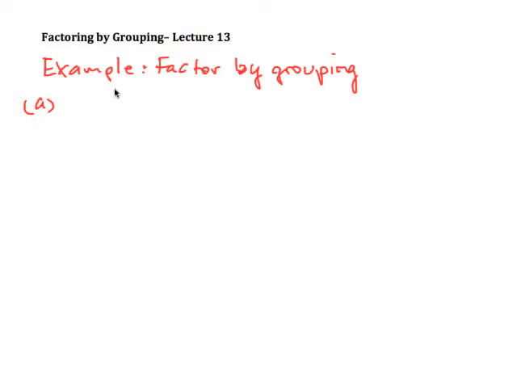Okay, part A. Let's suppose we have x squared y plus 3x squared minus 5y minus 15. We start looking for factors, and notice there's no factor that is a factor of every term. So let's look at pairs of terms. For example, in these first two terms we have an x squared. So what happens if we factor that? Well, we end up with x squared by y plus 3.